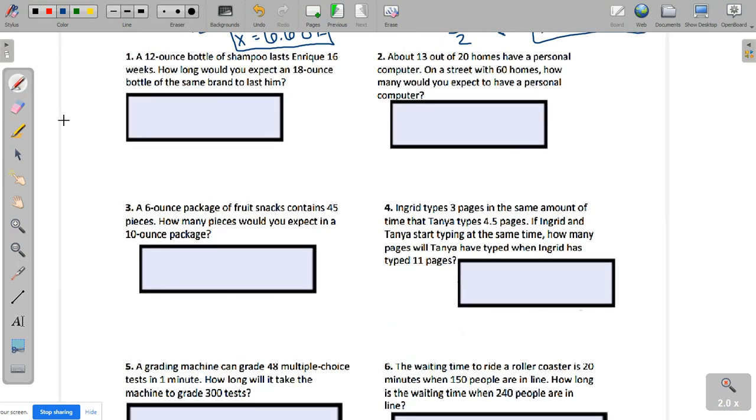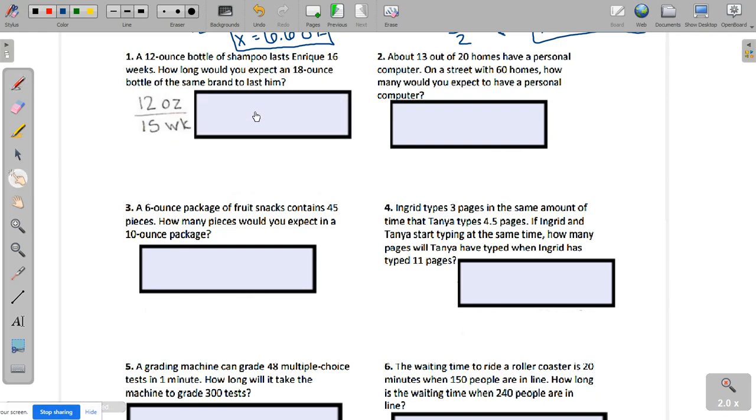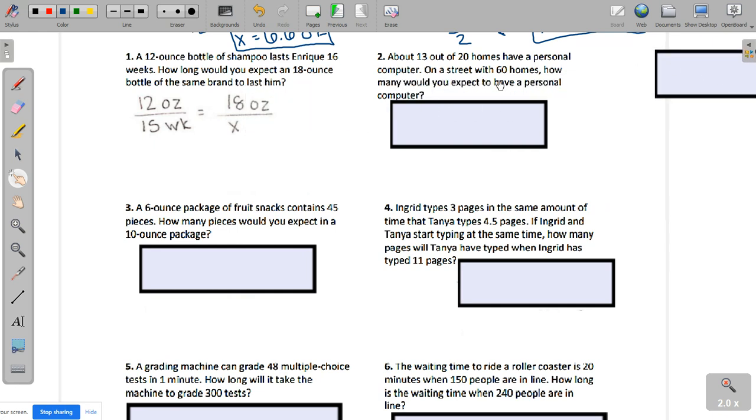Let's look at number 1 for your setup. You should have 12 ounces over 15 weeks. And then your ounces should match up, so you would have 18 ounces over X. Now cross multiply. 12X is equal to 270. Divide both sides by 12. And you get X equal to 22.5 weeks. Don't forget your units.